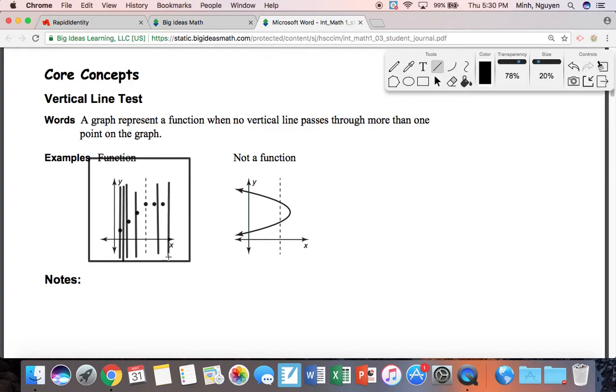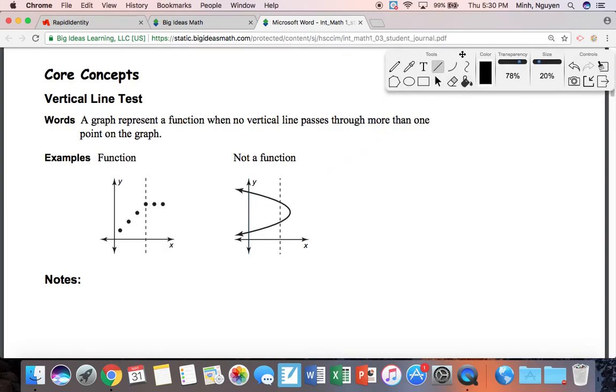So imagine me making like a million lines like this, and at no point will any of these lines touch more than one point, right? That's what makes it a function. Each x only has one y. However, if we look at this, this is not a function because a straight line, boom, hits this graph twice. So this vertical line hits it twice. It doesn't have to be exactly twice.